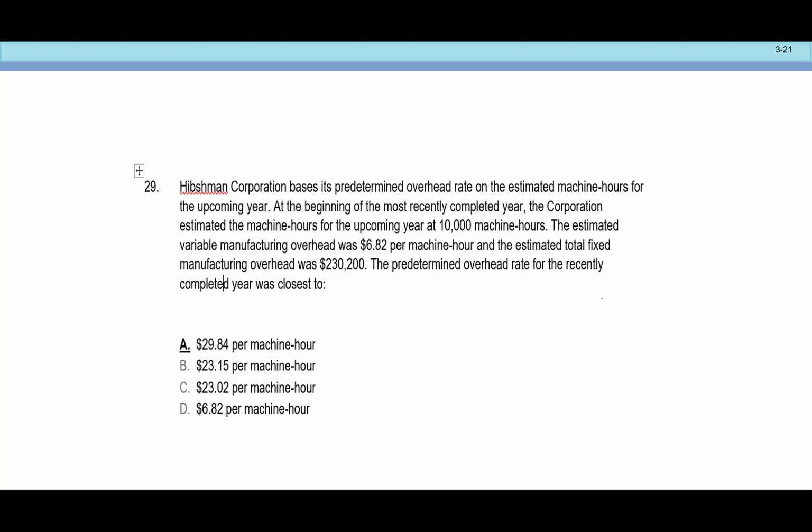All right, so with all that, let's go ahead and look at this one, which has machine hours, okay? So they have determined that it's going to be 10,000 machine hours coming up. The estimated variable manufacturing overhead is 6.82. In this particular question, I'm not asking you to apply the high-low method. I'm just giving you the elements to our formula. Total costs equal the variable cost times the what? In this case, machine hours, just abbreviate that MH, plus the fixed cost, right? And the variable cost per machine hour is 6.82. And the total predicted machine hours is 10,000. And our fixed costs are 230,200.